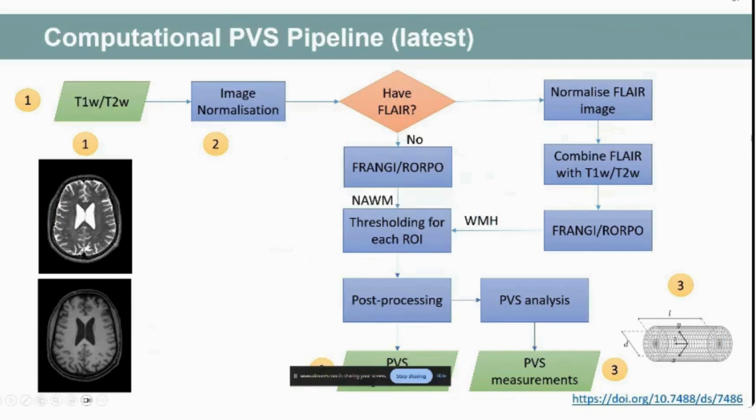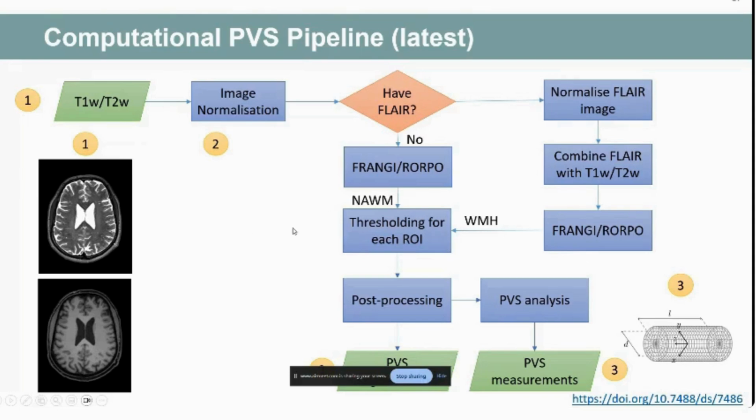So how is the computational PVS pipeline? It goes by taking the input image, that could be T1 or T2, and normalizing the image. If we have FLAIR, we normalize the FLAIR image and combine it with the original image. This is to reduce the effect of the lesions, that would be white matter hyperintensities. Then in both normal appearing white matter and white matter hyperintensities, we will look at the PVS with the vesselness filter, either Frangi or RORPO, and select a threshold for each region of interest.